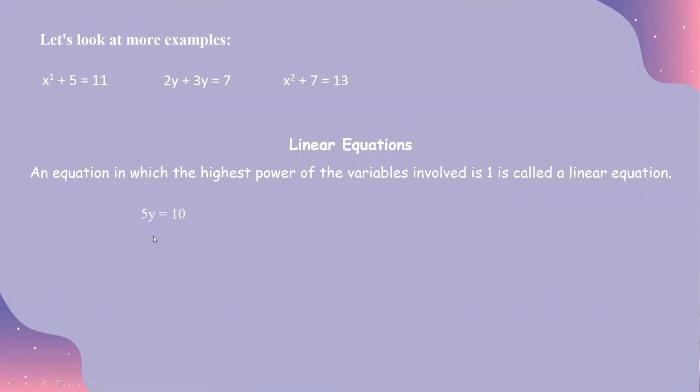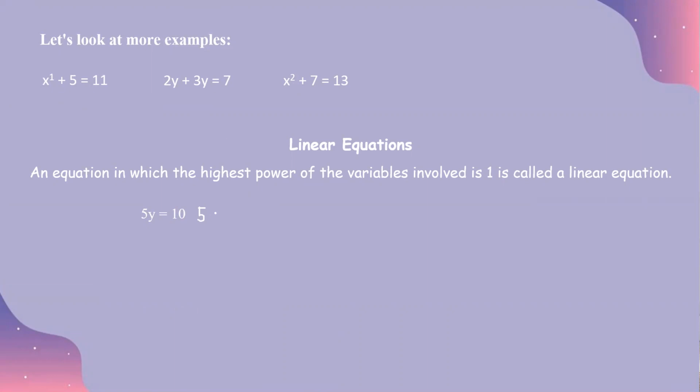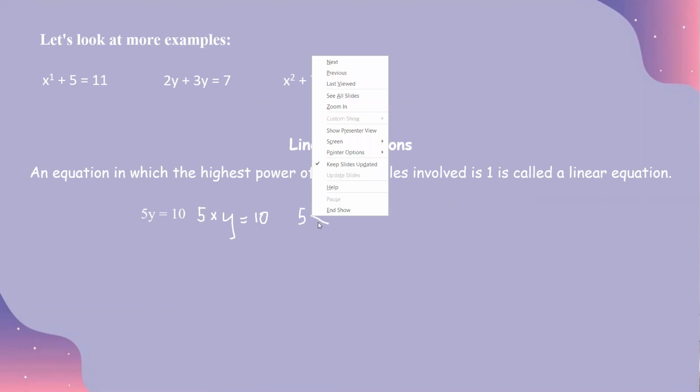Okay, so this is an example. 5y is equal to 10. We have to identify what y is. So let's do that now. You know that when 5 and y are together, you will have to multiply them, isn't it? So basically it is 5 into y is equal to 10. Right? Yes. Let's just try it out.